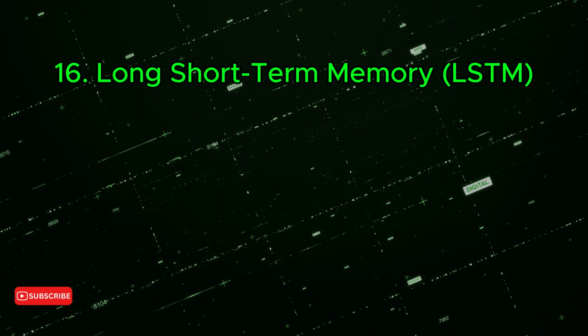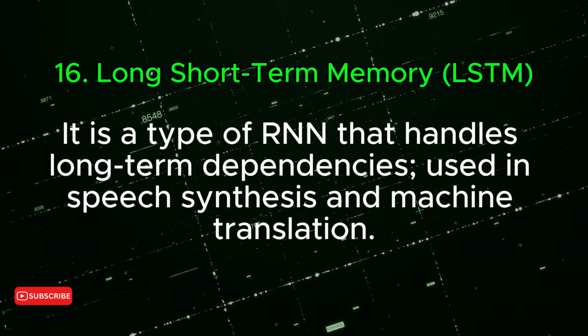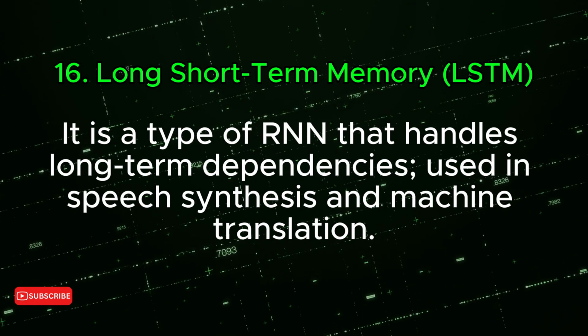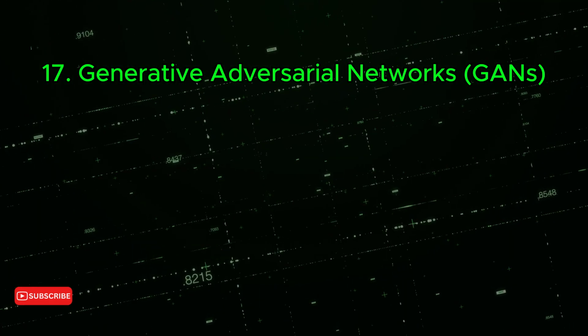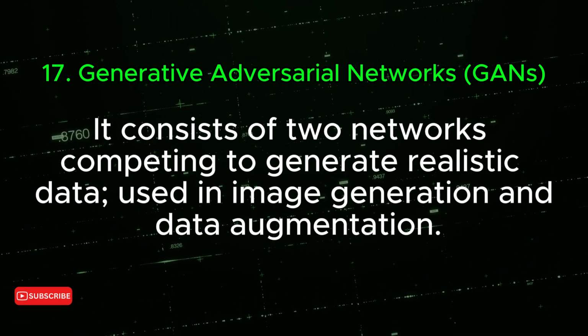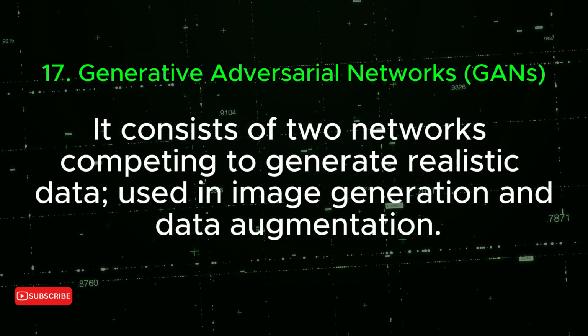16. Long short-term memory, LSTM. It is a type of RNN that handles long-term dependencies, used in speech synthesis and machine translation. 17. Generative adversarial networks, GANs. It consists of two networks competing to generate realistic data, used in image generation and data augmentation.